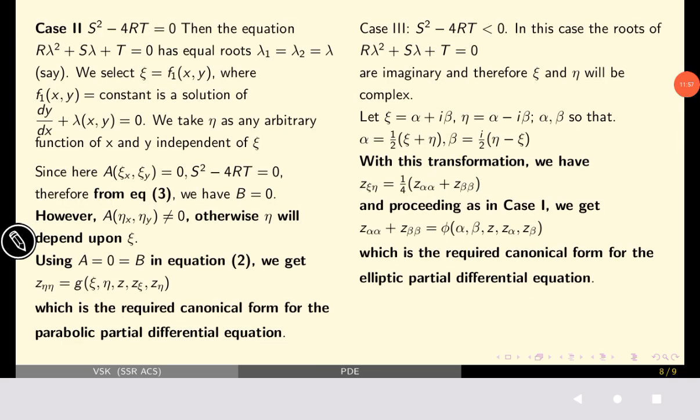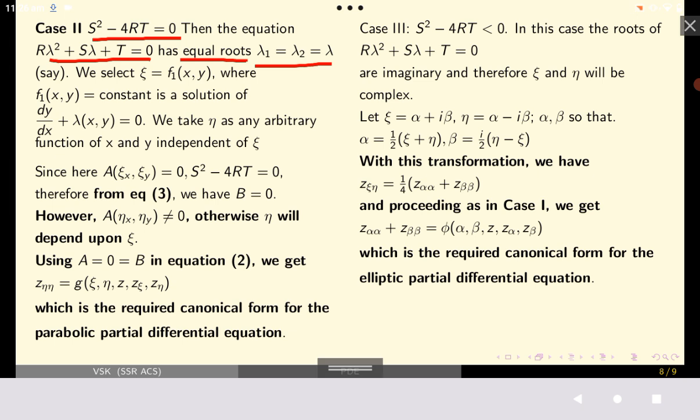Now let us see the remaining two, which are very easy and similar to this. So let us take case number two, when s square minus 4rt is equal to 0. Then the equation, as we have seen in the previous case, has equal roots. Why is it an equal root? Because this discriminant is equal to 0, so it will have an equal root. Let us suppose these roots are lambda 1 equal to lambda 2 equal to lambda, say.